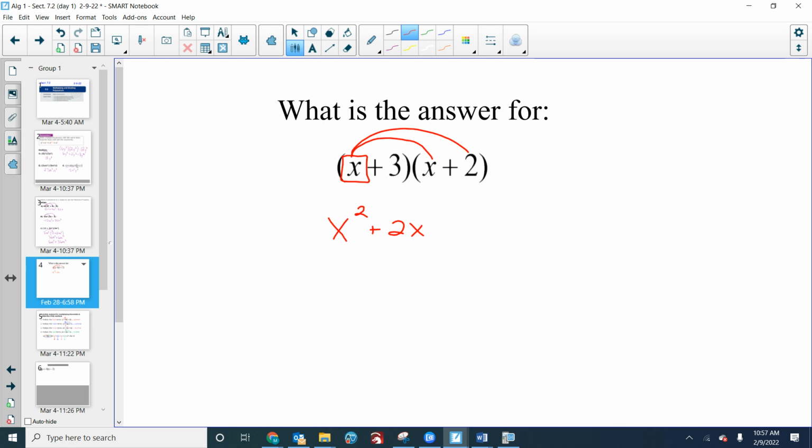If there were more terms over here, if there were like 3 or 4 terms, I would have to take x to all of those terms. With me? On to blue. Here we go. We're going to treat this as a positive 3. 3 times x, then 3 times 2. What's 3 times x?